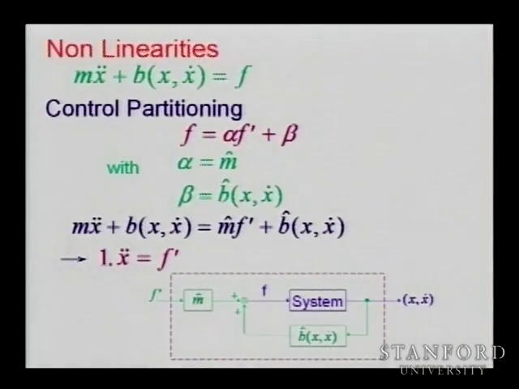Well, here is how we can write this system. So our system was F with the output X, X dot, the state. Basically what we are doing is we are looking at the model of the system, and we are using X and X dot to estimate B, the nonlinearities in the system, and compensate for them. So F is going to have a component which is B hat.